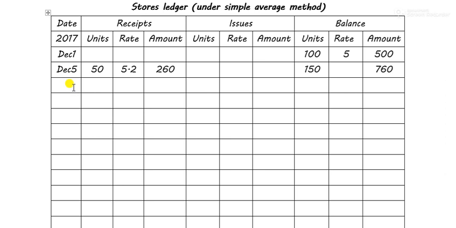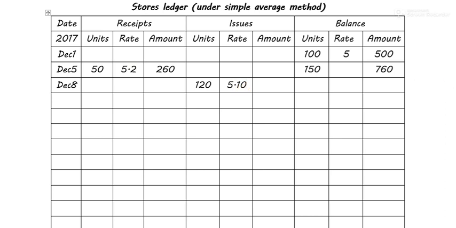On the next day, December 8, an issue is made of 120 units. Please be careful that we have two lots of goods over here. This is the first lot and this is the second lot. So when we are issuing 120 units, we are issuing 100 units from the first lot and 20 units from the second lot. However, the pricing will be done on an average basis, that is 5 plus 5.2 divided by 2, which is equal to 5.10.